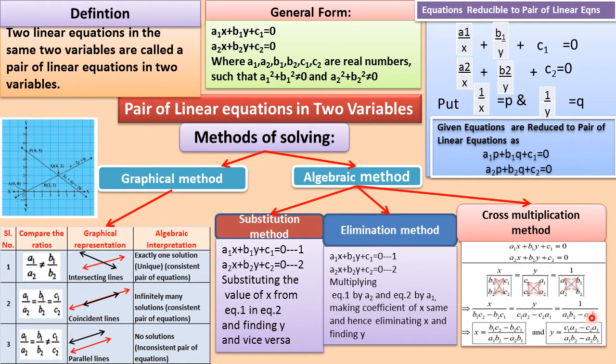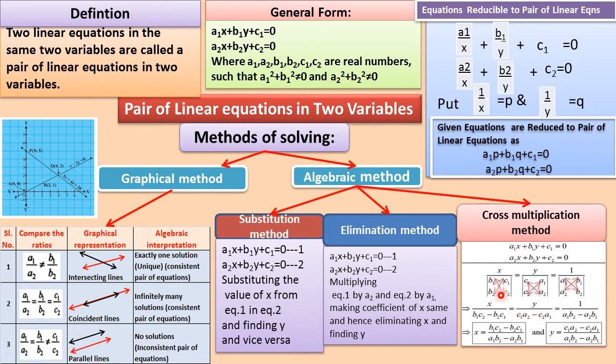Similarly, if I equate these two, I'll be able to get y, because this I can multiply with 1, cross multiplication you can say, and then simplifying, y equal to (c1 a2 minus c2 a1) divided by (a1 b2 minus a2 b1). So this is how I'll be able to find the value of x and y. This method is called the cross multiplication method.